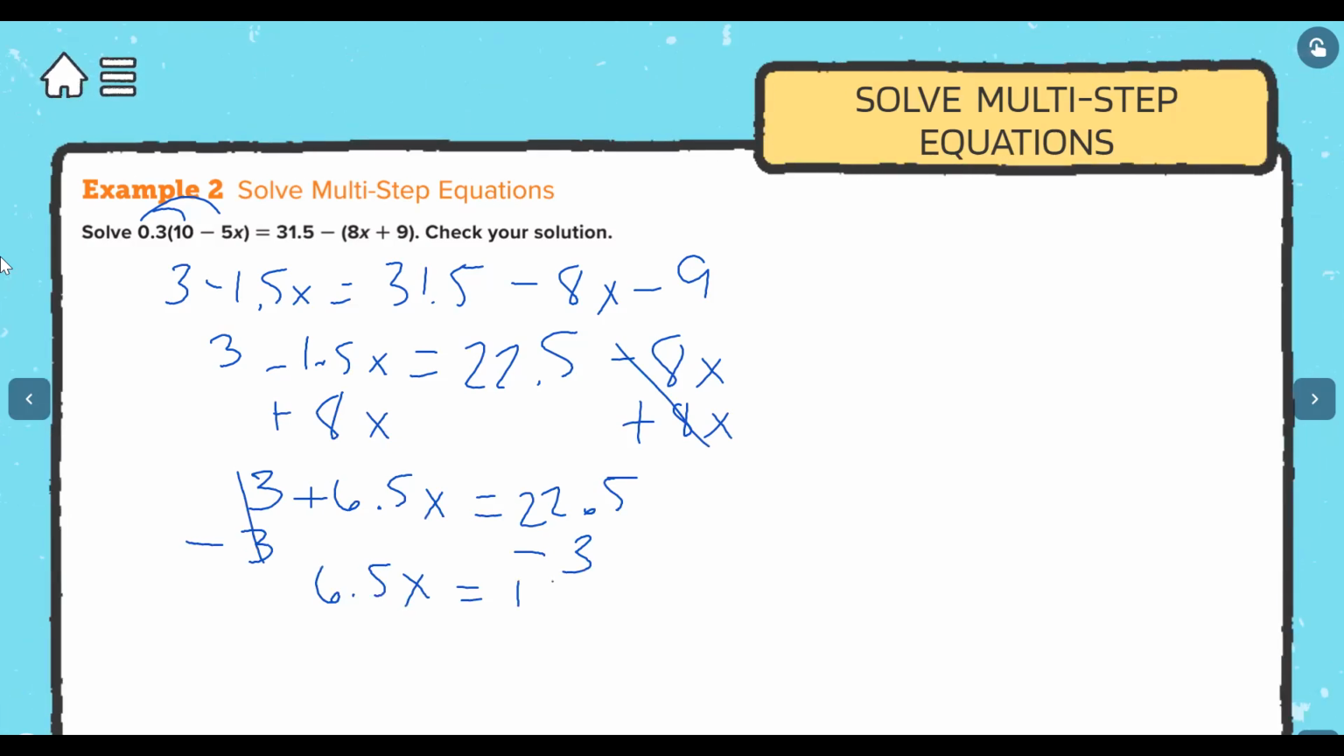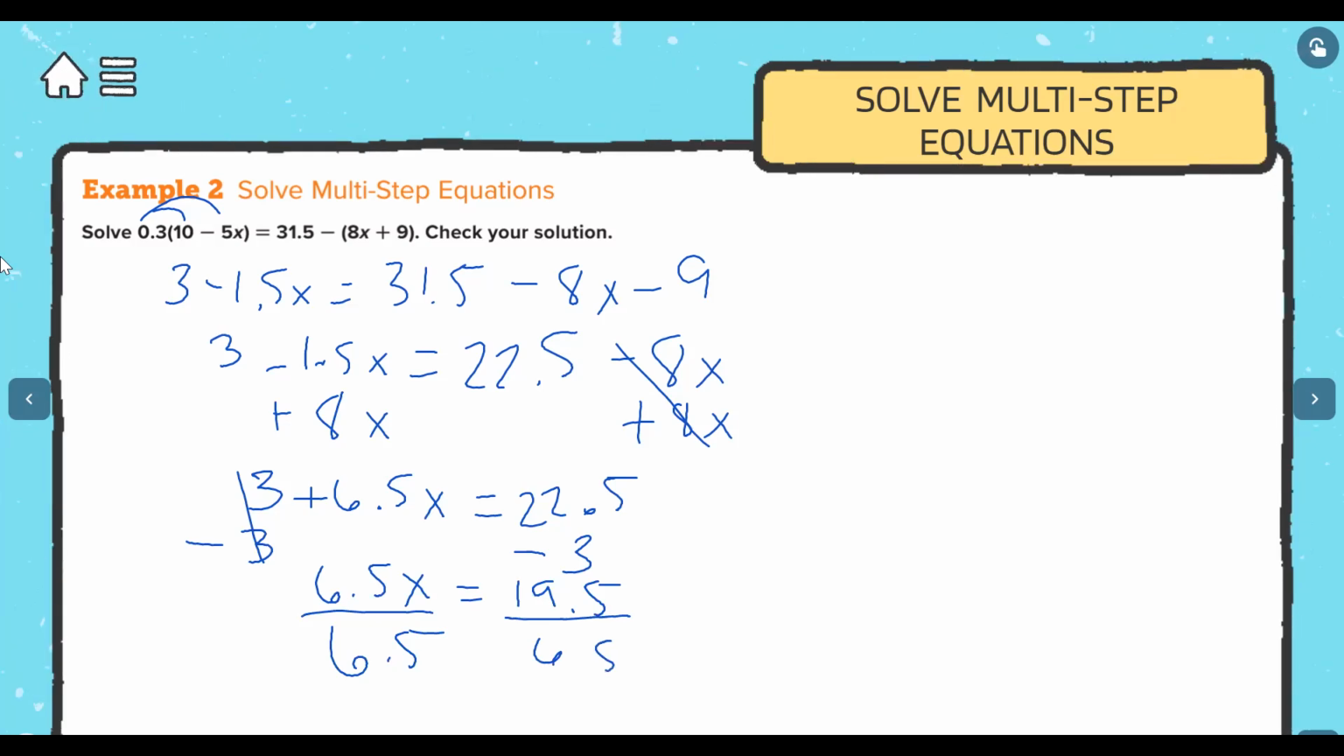It's 19.5. The last step, to leave the x by itself, we need to divide it by 6.5, right? We eliminate it. X is going to be equal to 3 when we divide it by 6.5.